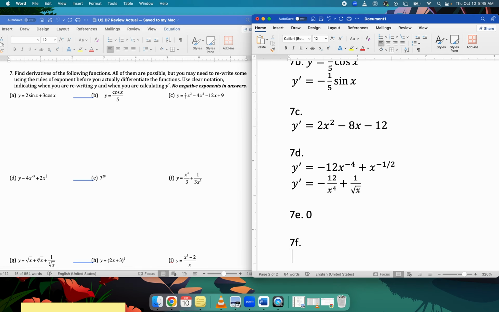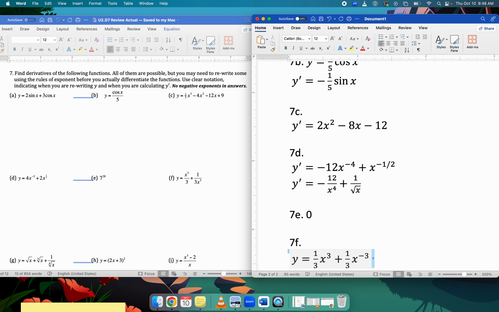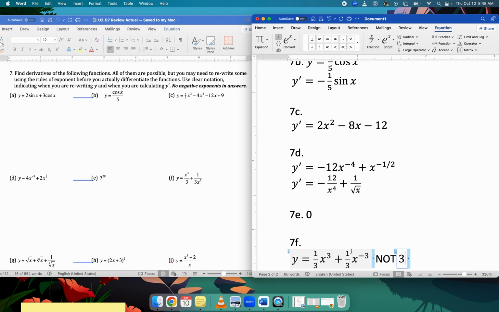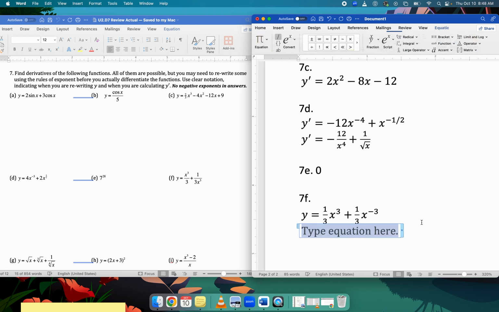7f. I would rewrite that first. So that's y equals 1/3 x to the 3rd plus 1/3 x to the -3rd, right? Again, that second term is not 3x to the negative 3. A lot of people think it is. It's not. Okay, the coefficient is 1/3 there.